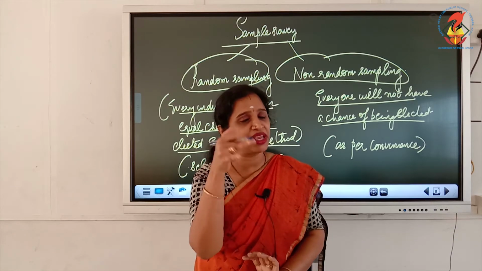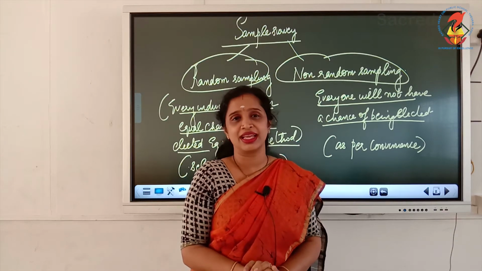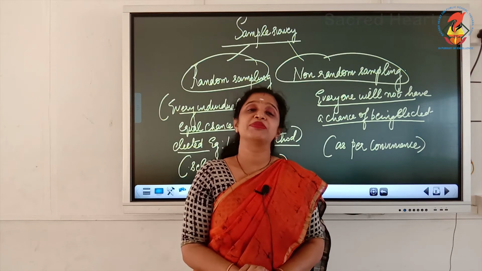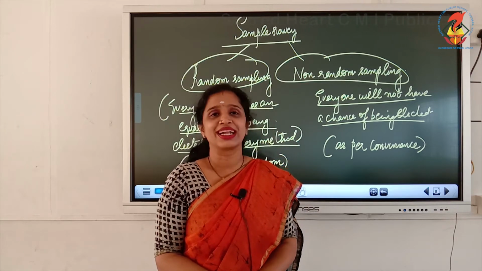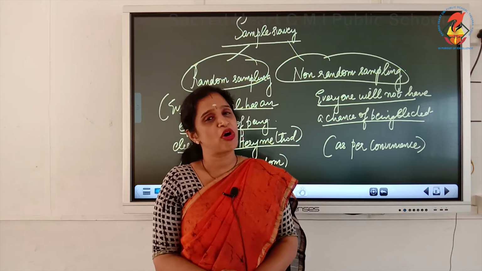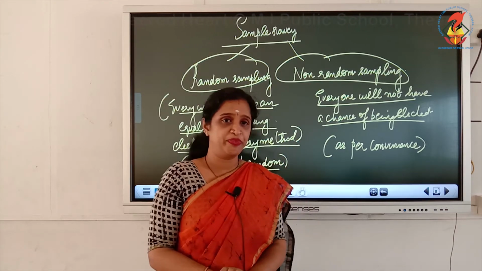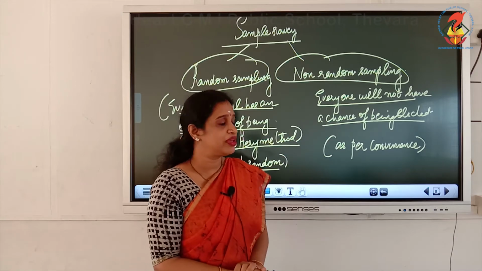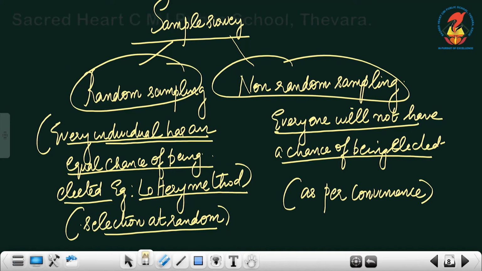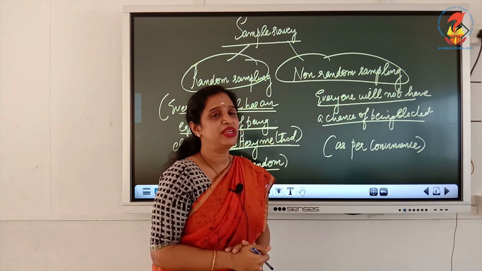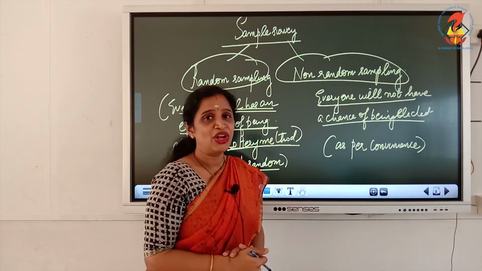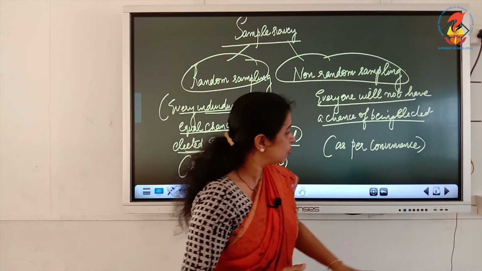To know about the basic difference, we have to go into detail with regard to random sampling and non-random sampling. Now, let us see random sampling, one important method of sample survey. What is random sampling? Once again, we can go through it. Each and every individual has an equal chance of being selected. Example, lottery method. So, random sampling as a concept will be clear only when you learn the lottery method. Now, let us go to the lottery method.